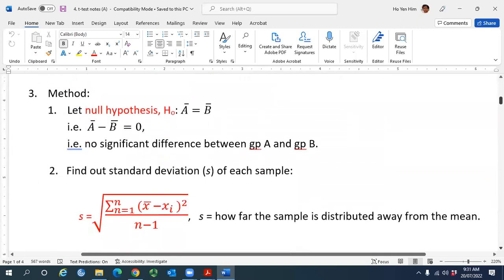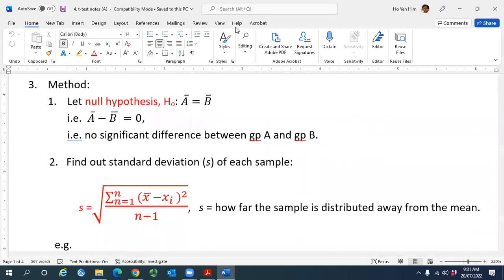So let's see how to do t-test. If you know chi-square test, t-test is almost similar. The steps involved are quite similar. So step number 1, let the null hypothesis H0 be mean of A is equal to mean of B, meaning to say that there is no significant difference between the mean of group A and the mean of group B.